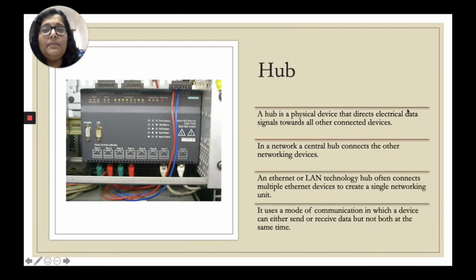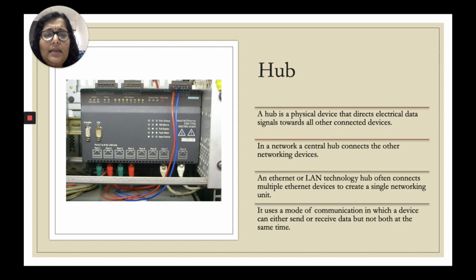The first one among them is a hub. I have already shown a picture on the side. A hub is a physical device that directs electrical data signals towards all the connected devices. It is used to direct the electrical signals to the connected devices. In a network, a central hub connects the other network devices. That is, when you are having a bigger network and you have a lot of devices attached to it, in that case, we use a central hub.